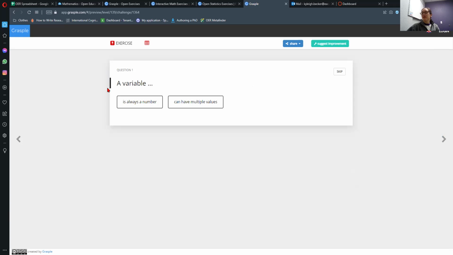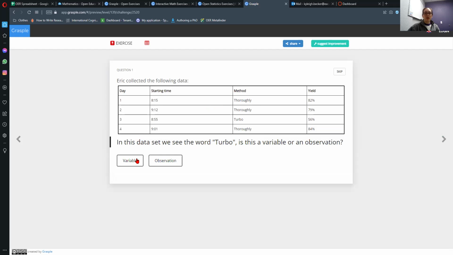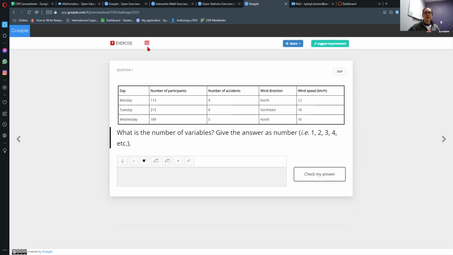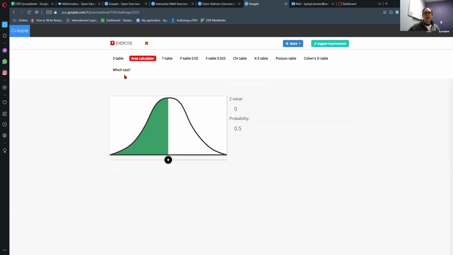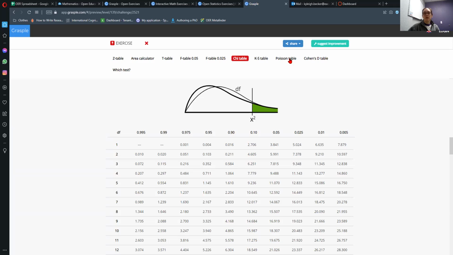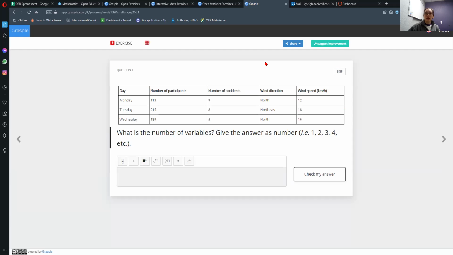But some of it's the basic information, and then they obviously get more difficult. A variable can have multiple values, and then it gives you a little explanation. That looks like it's an observation rather than a variable, and so on and so forth. And you have this little thing up here where you can look up your Z tables, your area calculator, F tables, chi tables. I don't know why that's a fish table, Poisson. But it also lets you suggest improvements, et cetera.